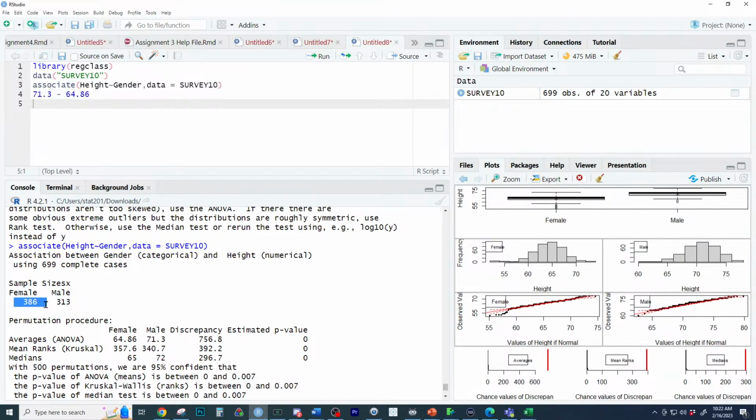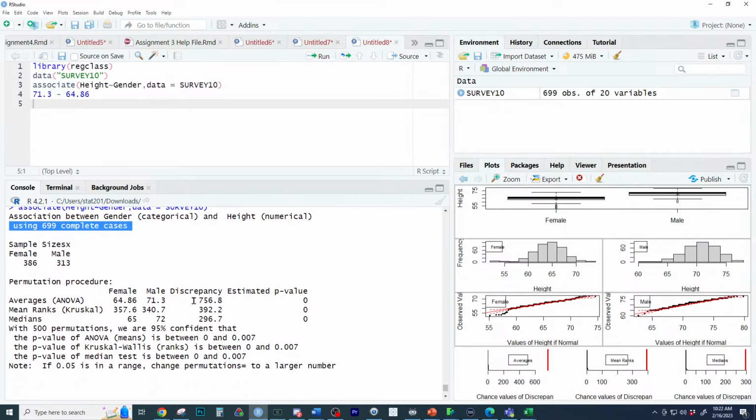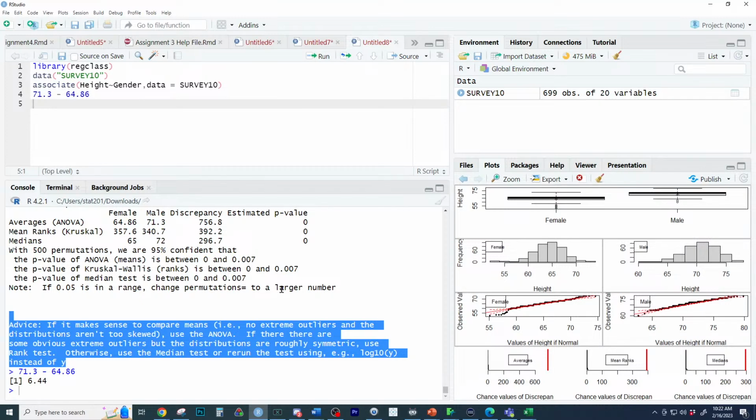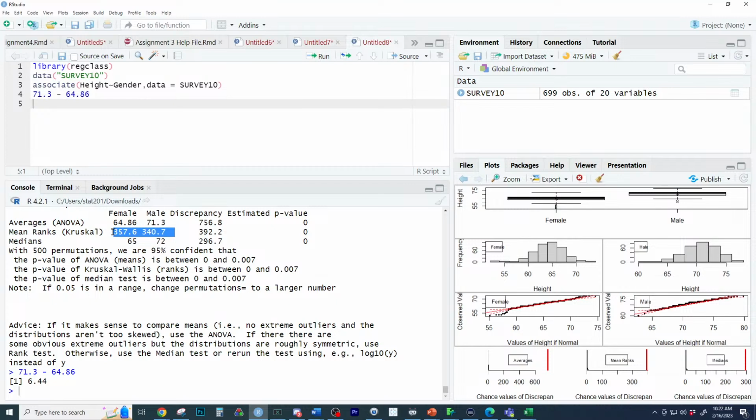There were 313 males, 386 females, and then it just tells you gender is categorical, height is numeric, quantitative, 699 complete cases, how many data values we have. The discrepancy is an F statistic saying that the differences between males and females is 756 times larger than we would have expected due to random chance. It's not going to be so important in our reports, but that's the majority of the output, other than talking about logging your variables and stuff down here with advice. So know your output, know every single number in here. Probably this line or these values are the least important to know, but the discrepancy is a standardized way to look at the differences.